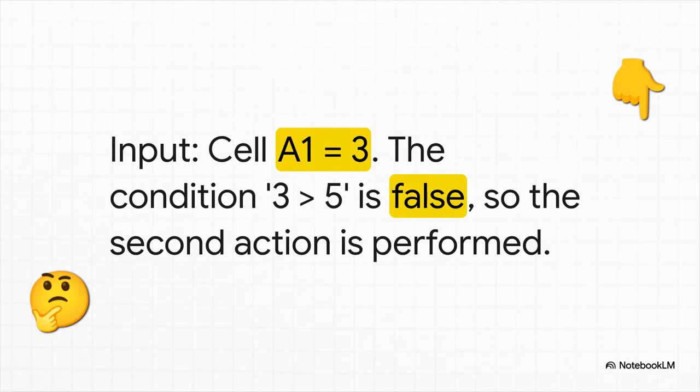The computer asks itself that one question. Is 3 greater than 5? Well, no, of course not. That's false. So it completely ignores that first then part and goes straight to the else part. And that means it calculates 3 times 3, which gives us 9. The key thing to remember is that because the condition was false, it used the second option, the else option.